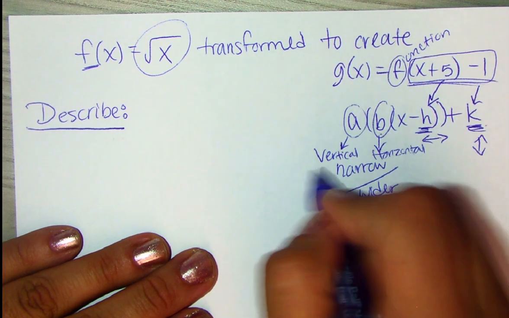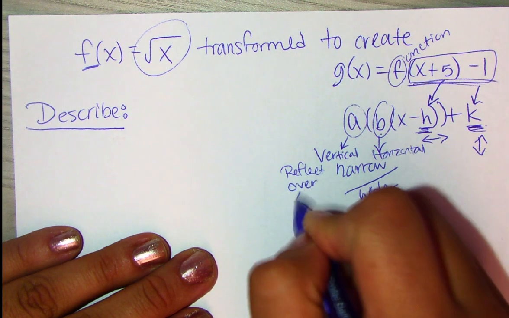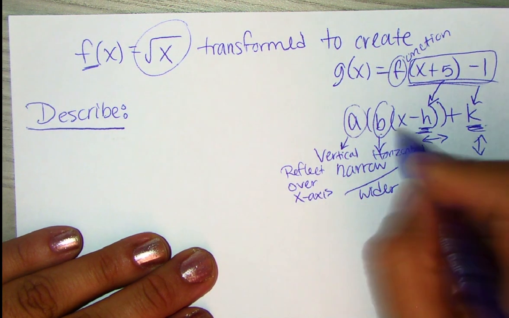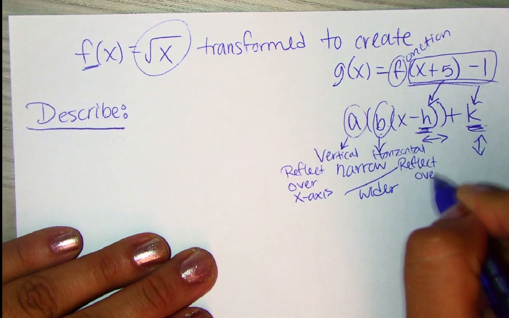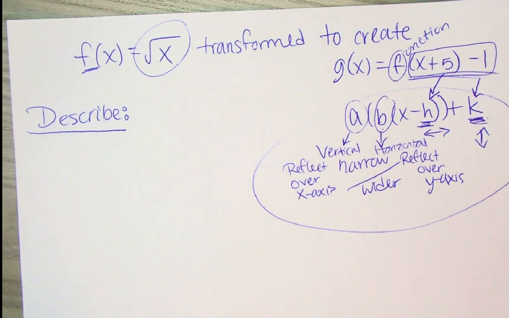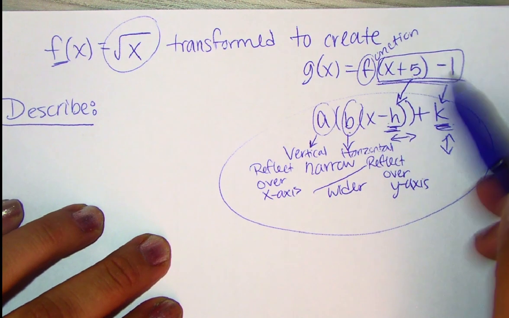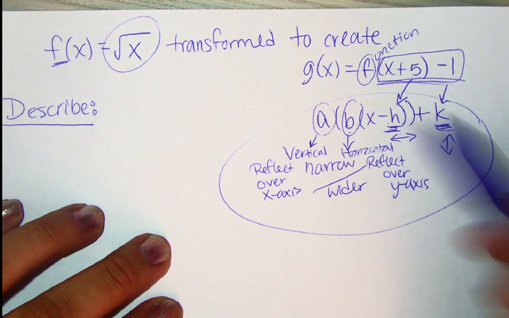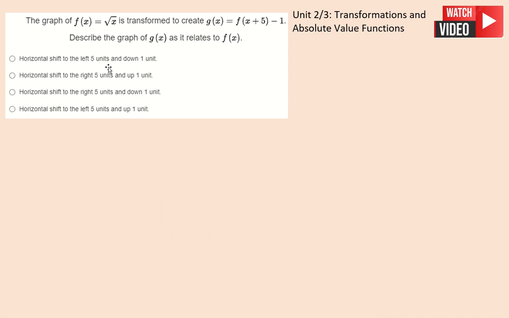The a is known to be reflecting over the x-axis, and the b value is the one that reflects over the y-axis. So these were the facts of transformations. If we look at these numbers, we can tell right away that the descriptions are going to be that it shifts left or right or up and down. And that's why the answer choices had those descriptions: left, right, down, up. We just need to know which one is which.